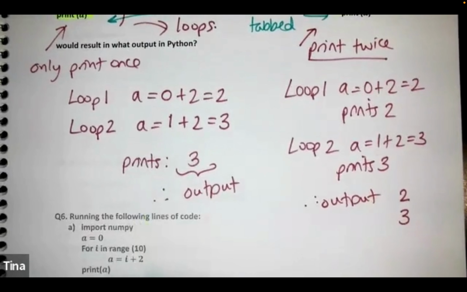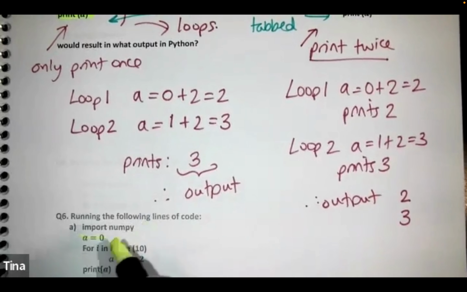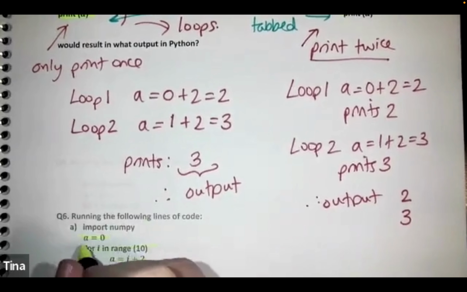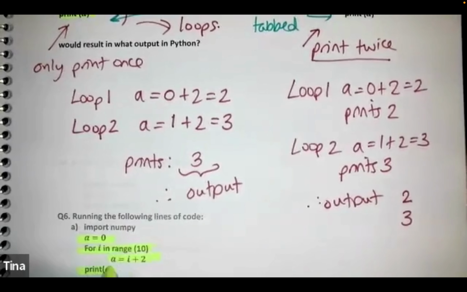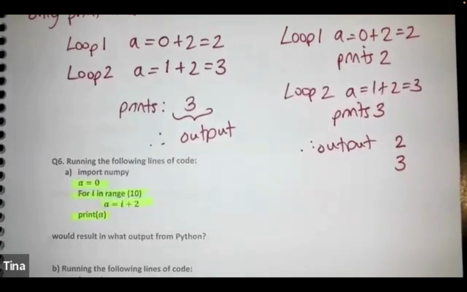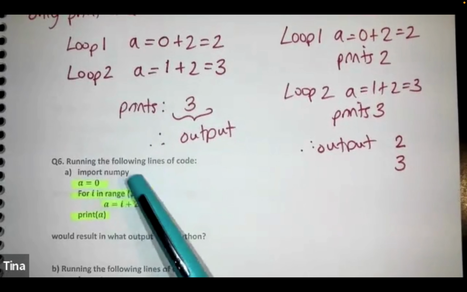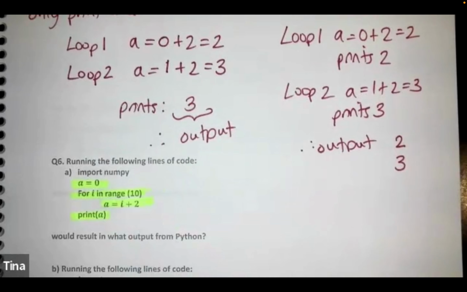So run the following lines of code. Okay, so here, here, here, here. All right, so think about, what are we getting here? What does this mean? Write down what you think. Okay, what do you think it would look like here?